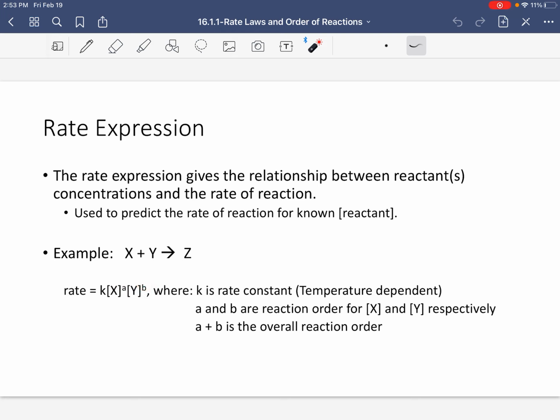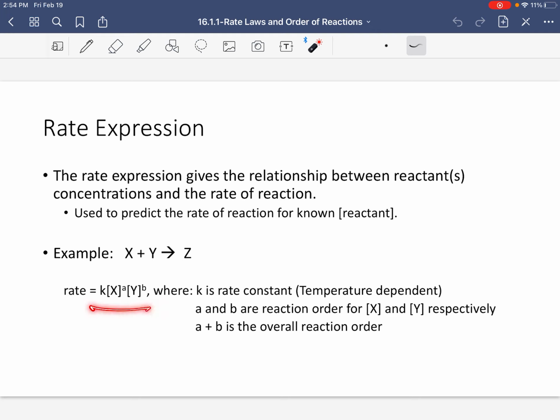Since we have two reactants right here, you're going to have the concentration of the second reactant, Y, to another reaction order. So reaction order A coexists with the reactant X, and the reaction order B coexists with the concentration of Y. If you add A and B together, we call that the overall reaction order, and the overall reaction order plays a huge role in the speed of your reaction.